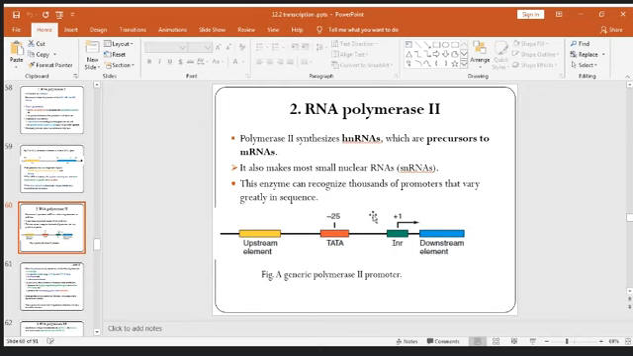So generic polymerase 2 promoter regions seem like this one. They contain an upstream element region, TATA box, internal region to start around the starting point of transcription, and downstream elements. The downstream element is found after the starting point of the transcription.